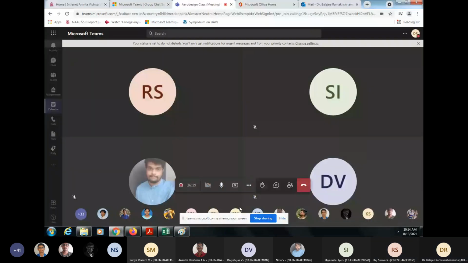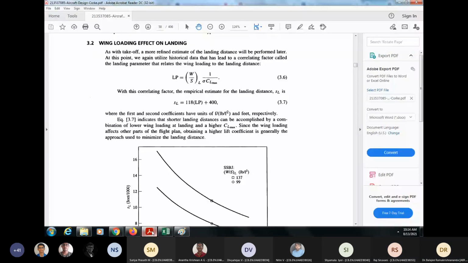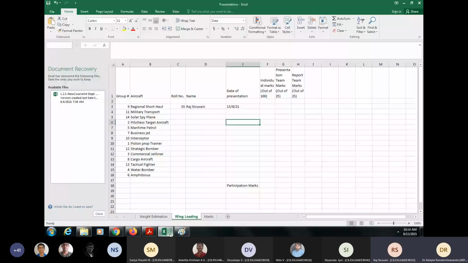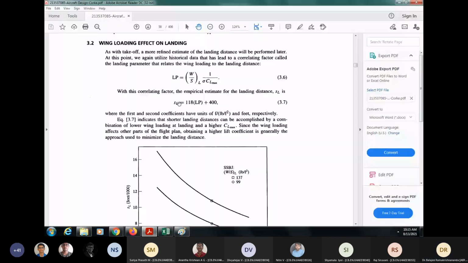Are you hearing me? Yes, sir. Audible, sir. So, whatever be the T by W, there is only one wing loading. Are you getting it? Okay. For landing, this is W by S for landing. What is this based on? Look at those expressions: landing length and landing CL max.